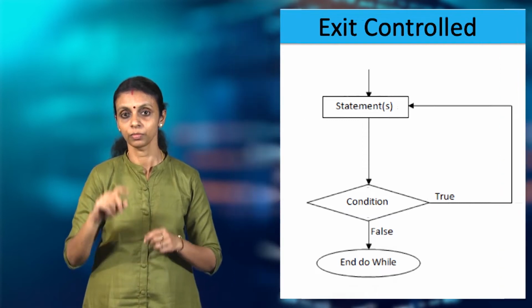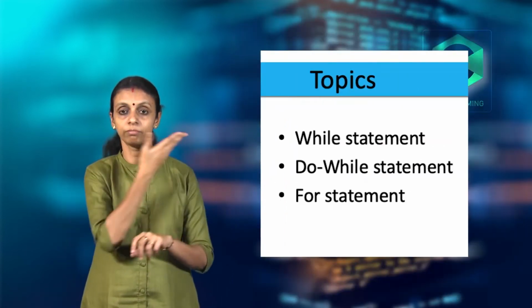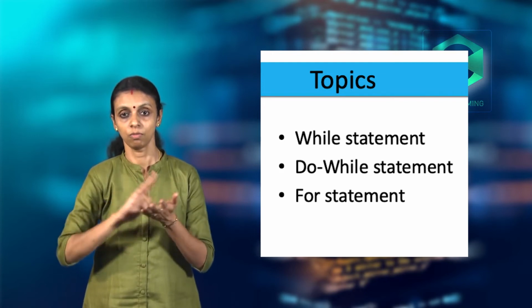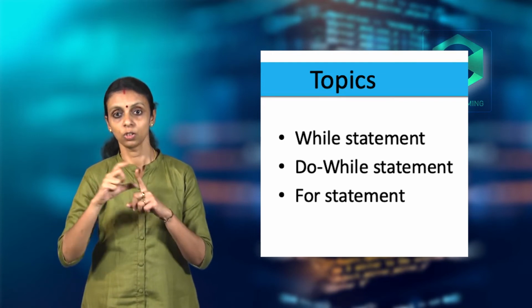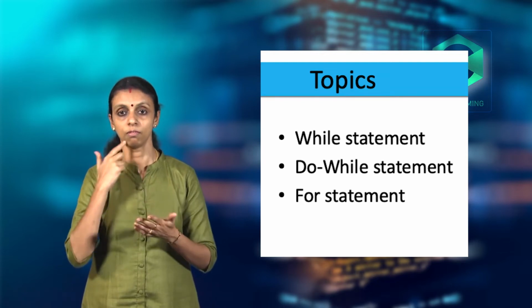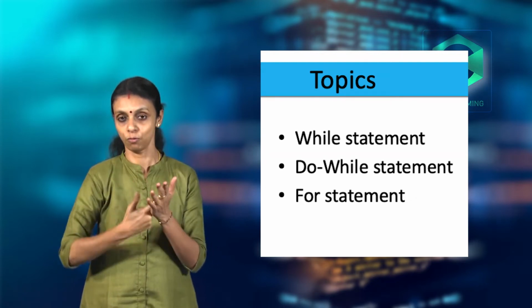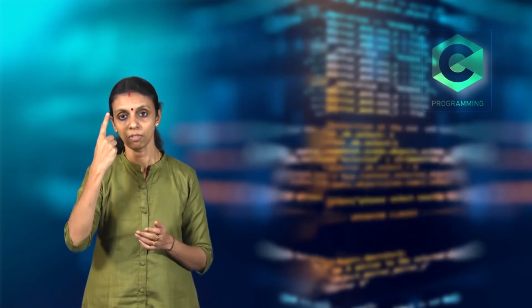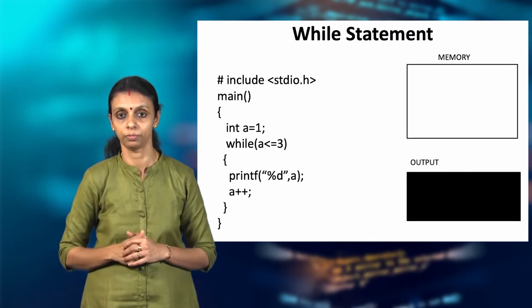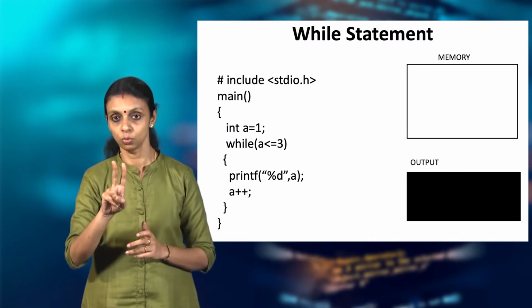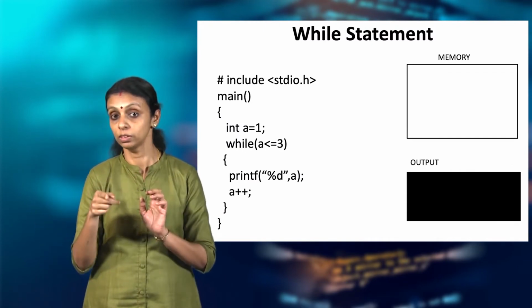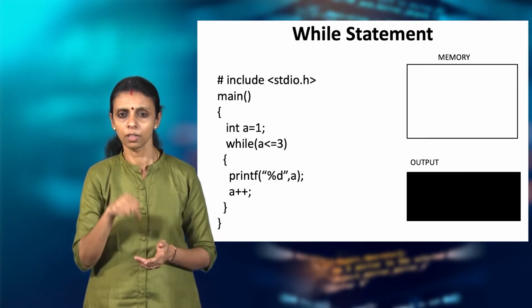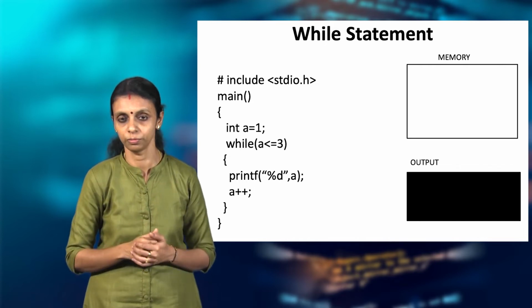Today, let us see the following loop statements: while statement, do while statement, for statement. Consider a program to print first 3 natural numbers, that is 1, 2, 3 using loop. Let us see how it works.